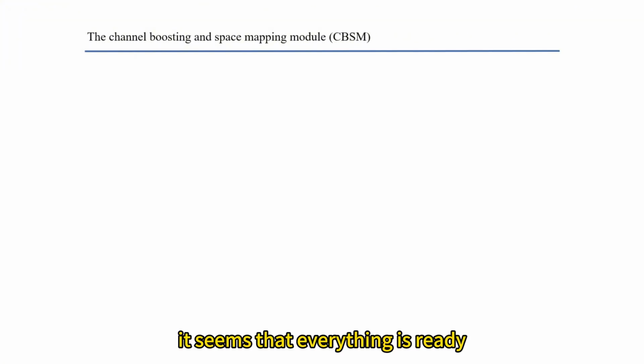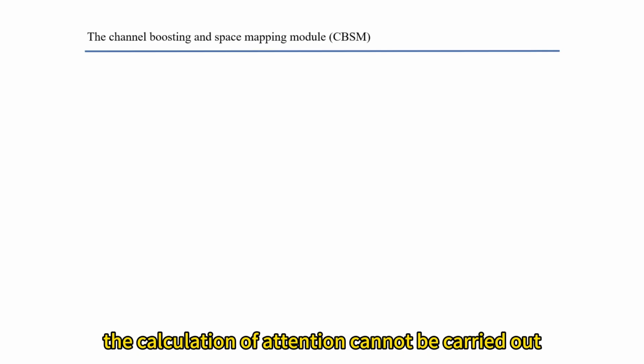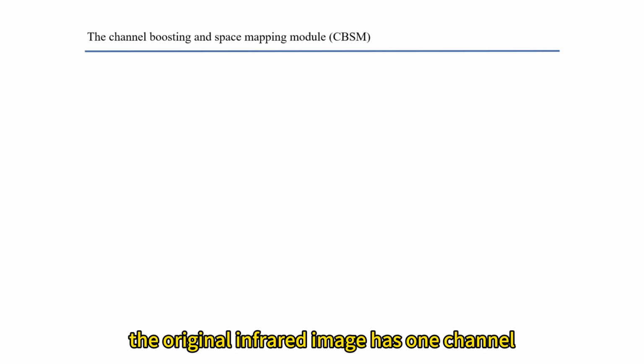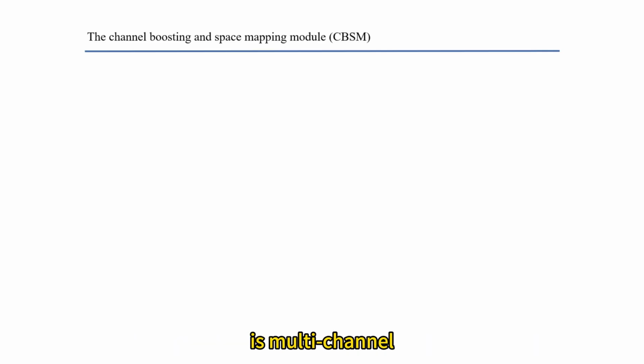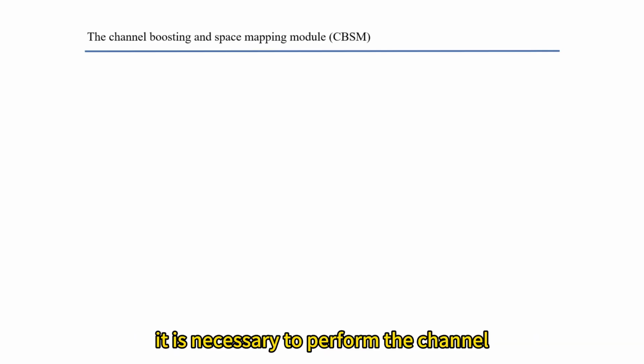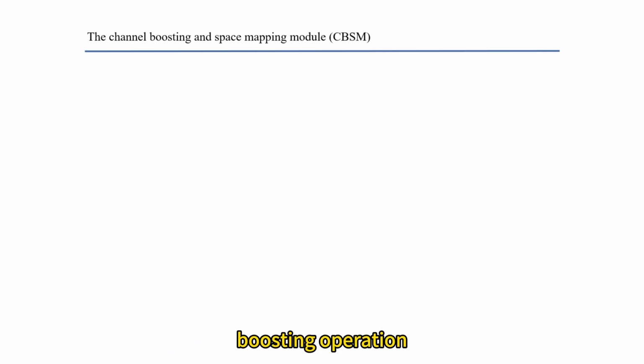It seems that everything is ready, but is that really the case? No, we also overlooked another issue. That is, in ICCA, the channels of Q, K, and V should remain consistent. Otherwise, the calculation of attention cannot be carried out. The original infrared image has one channel, while the intermediate representation of the visible image is multi-channel. Therefore, it is necessary to perform the channel boosting operation on the infrared image first.